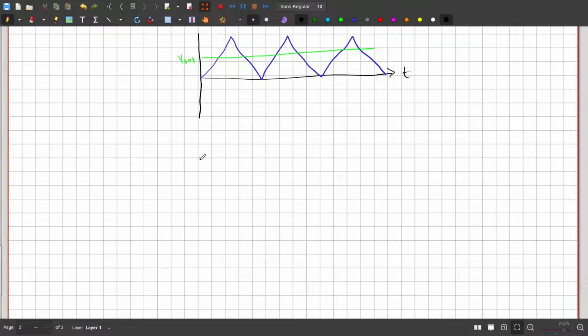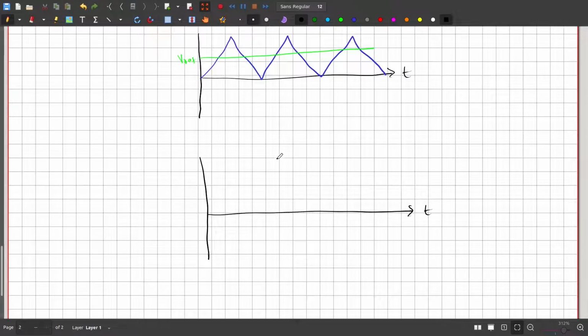So how does our output look? This is time, this is the voltage. Whenever the input voltage is less than V reference, it is high. Whenever V in is greater than V reference, it is low. So let's draw the partition lines.